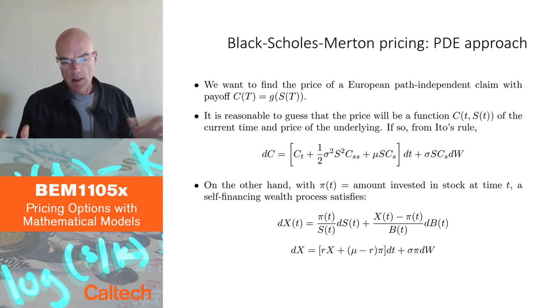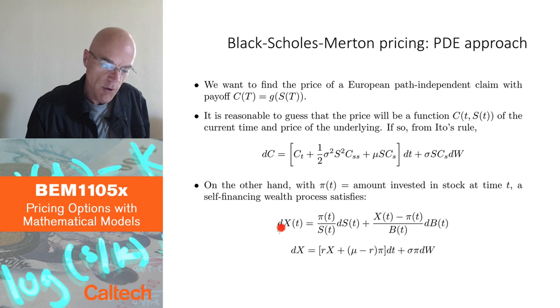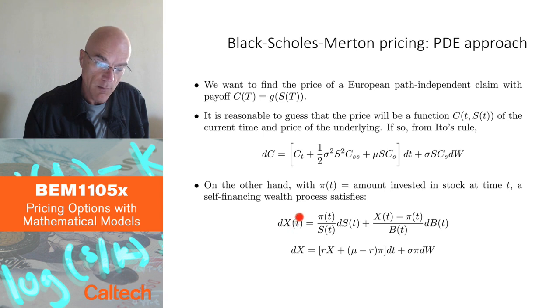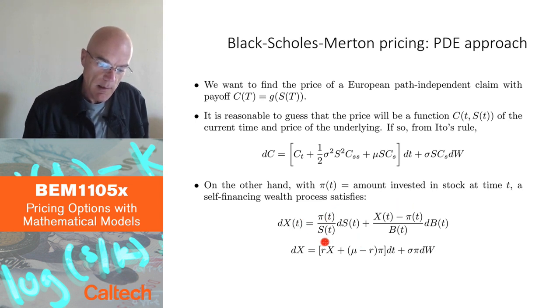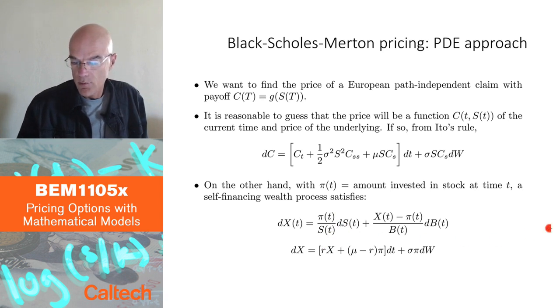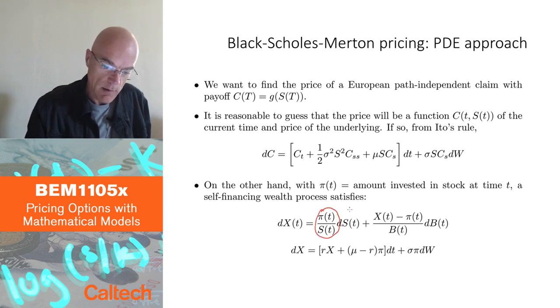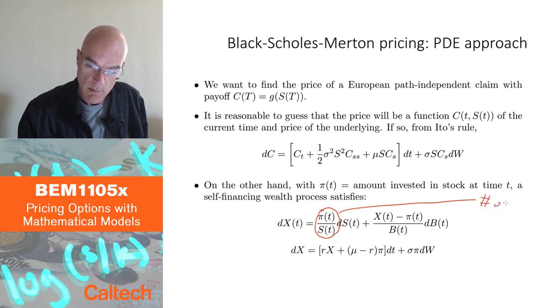And then I claim that the changes in my wealth process, capital X is again the portfolio value process or the wealth process, is going to have this form. Let's look at this. It says pi over S dS. So what is this? Let's just consider the first term first. pi over S is the amount over the value of the stock at that time. So this is actually what we called delta before, right? So this is the number of shares. I will write it here.